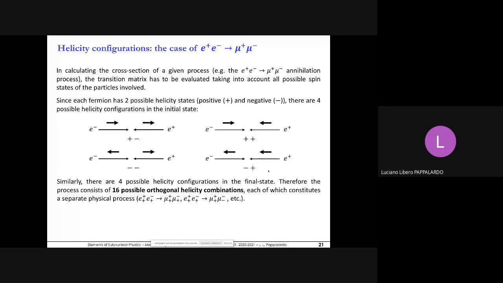Okay? So, for instance, the first one is e+ e- that goes into μ+ μ+. The second is e+ e- that goes into μ+ μ-, etc. You have 16 of these. And so, in principle, you have to calculate all of them.